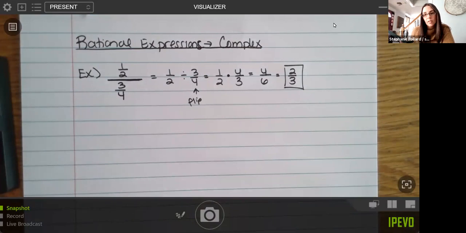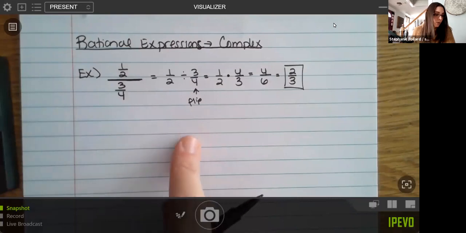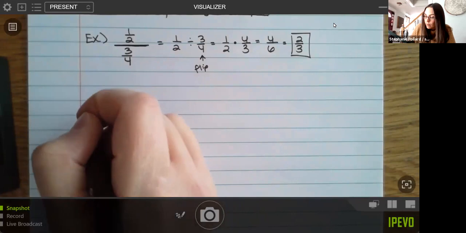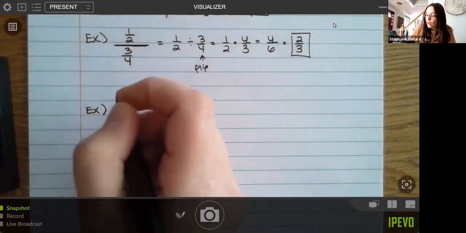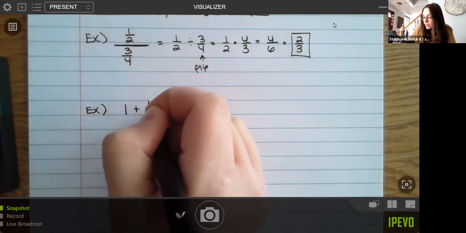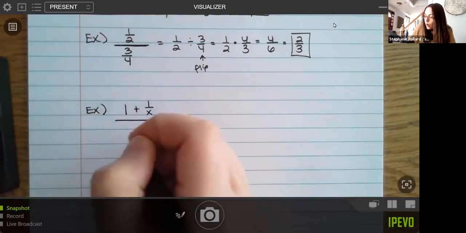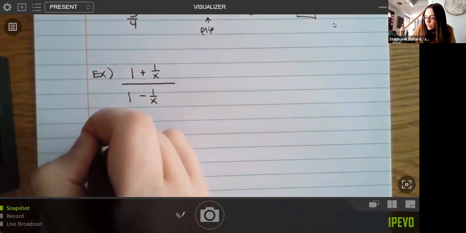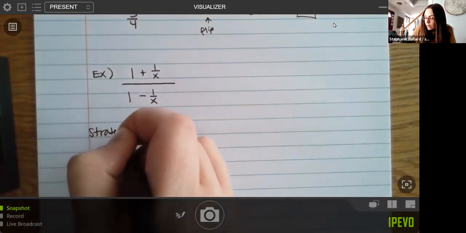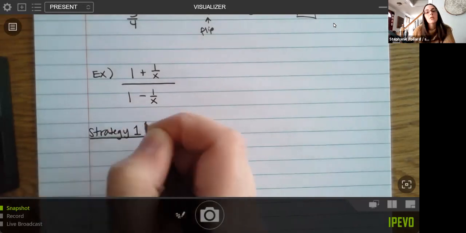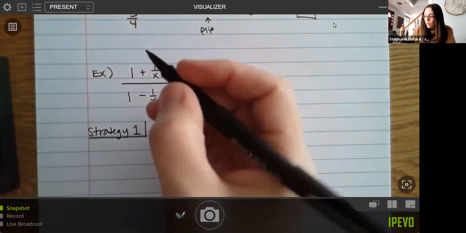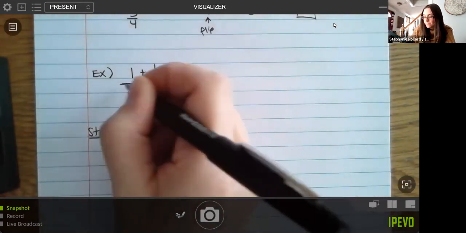So for rational expressions, again, there's two strategies I'm going to show you, but one of them has to do with the same exact strategy that we're seeing here. So for example, we want to simplify something like 1 plus 1 over x all over 1 minus 1 over x. And I'm just going to call this strategy 1. Okay, so just kind of using the skills that we already have on how we can simplify this.